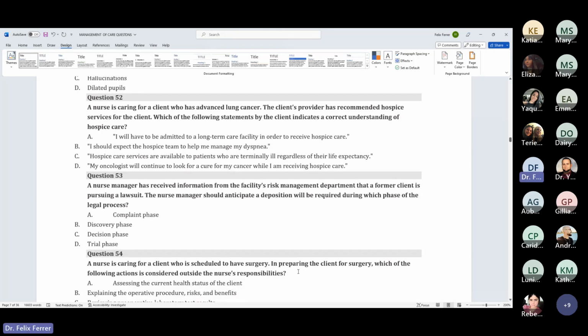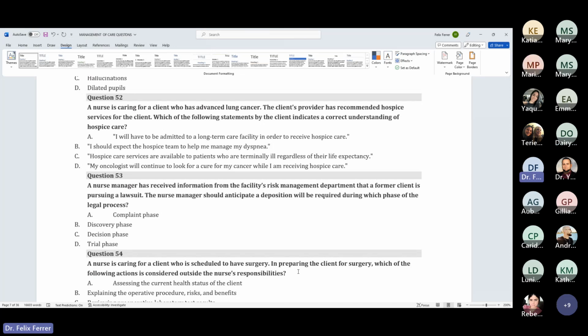52. A nurse is caring for a client who has advanced lung cancer. The client's provider has recommended hospice services for the client. Which of the following statements by the client indicates correct understanding of hospice care? They will change that in your test to palliative, but it's the same. I think it's B. Yes, B.